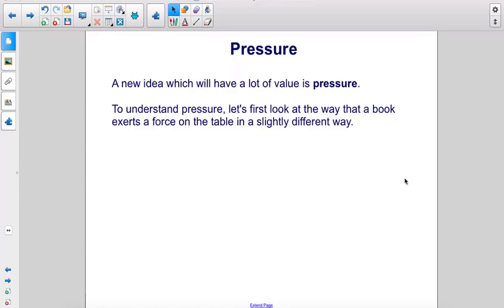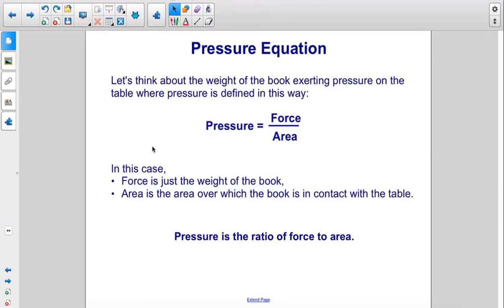A new idea, which will have a lot of value, is pressure. To understand pressure, let's first look at the way that a book exerts a force on the table in a slightly different way. Let's think about the weight of the book exerting pressure on the table, where pressure is defined in this way: force over area. In this case, force is just the weight of the book. Area is the area over which the book is in contact with the table. Pressure is the ratio of force to area.